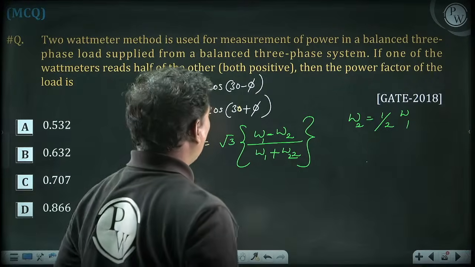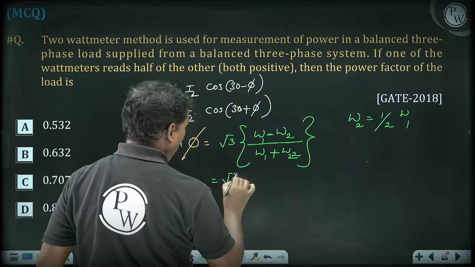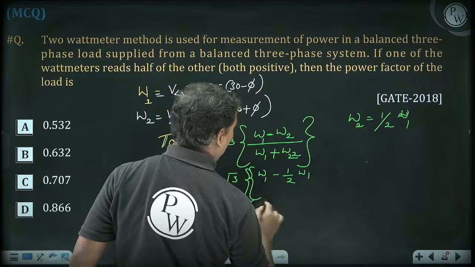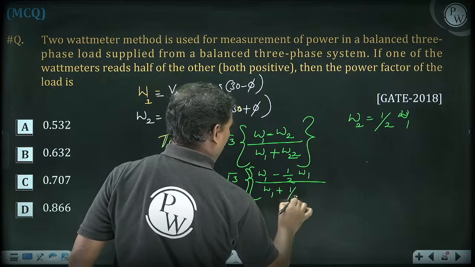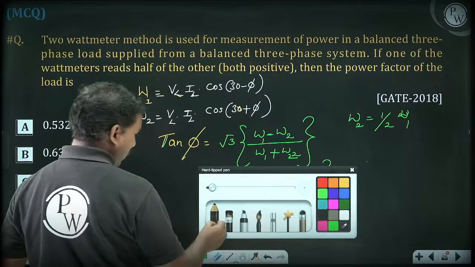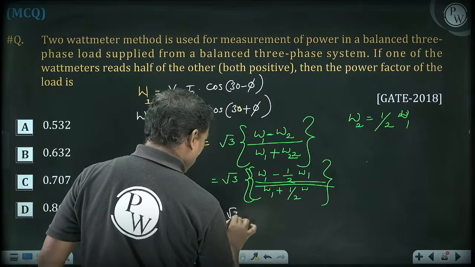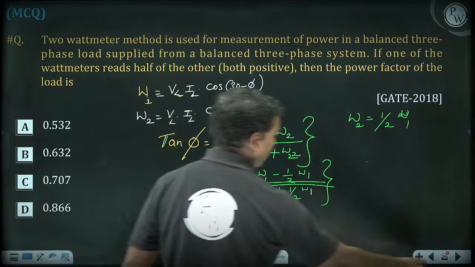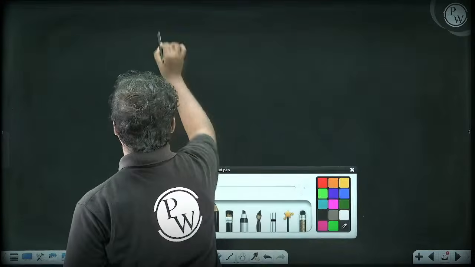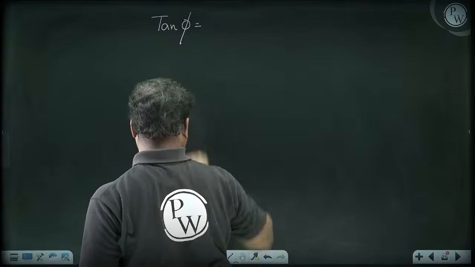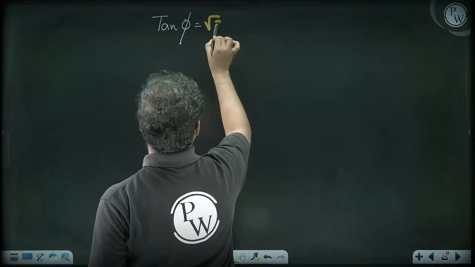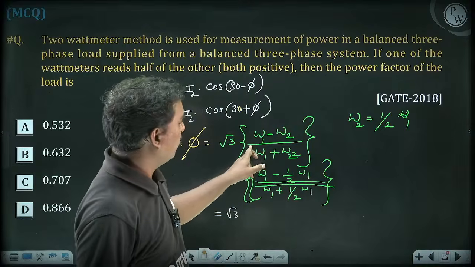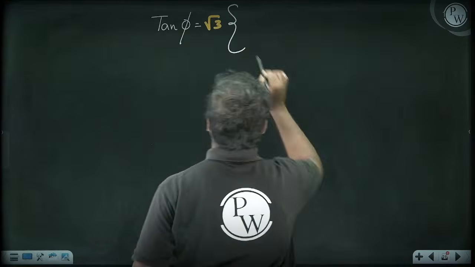So W2 is equal to half of W1. If I substitute that, root 3 times W1 minus half of W1 divided by W1 plus half of W1. How much is coming? Solve and tell me. So tan phi is equal to what am I going to get? Tan phi is equal to root 3 into W1, as it is.